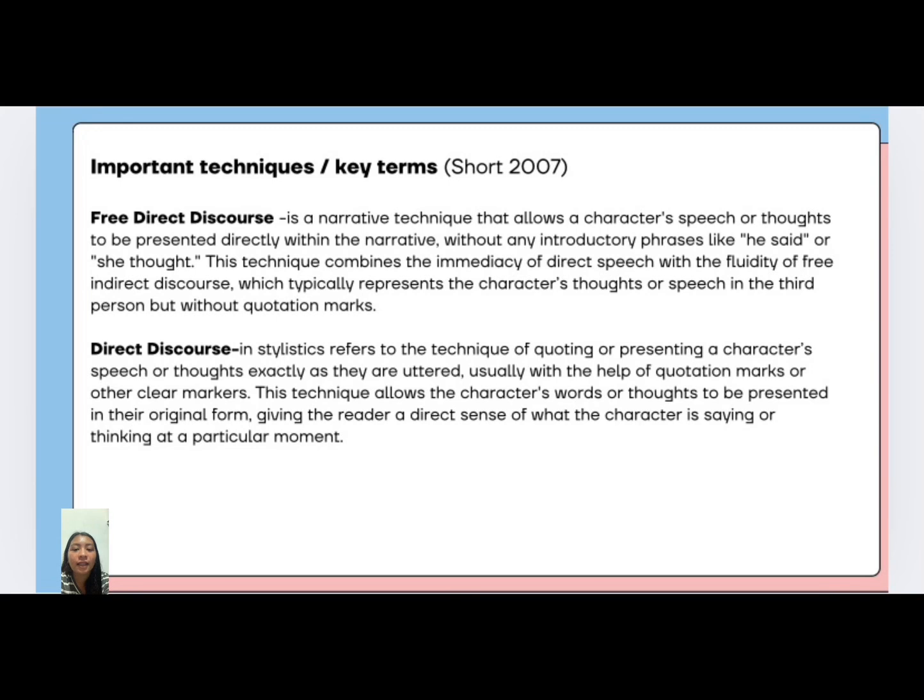So, by presenting the character's speech or thoughts directly, this technique helps to create a sense of immediacy and realism, allowing readers to engage more intimately with the character's emotions, reactions, and inner world. It also provides a clear distinction between the narrator's voice and the character's, making the character's voice more distinct and giving the reader direct access to their perspective at the moment in the narrative.